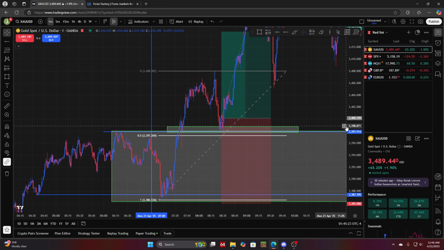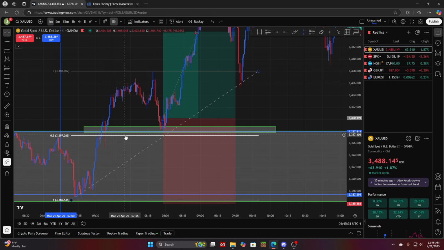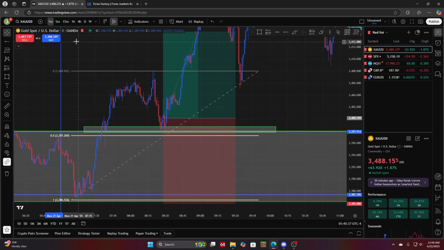I think I would have entered if I had just paid more attention to the fair value gap. That's it. If I would have paid attention to the fair value gap, I think I would have taken the trade, not gonna lie. Yeah, I take back my words.